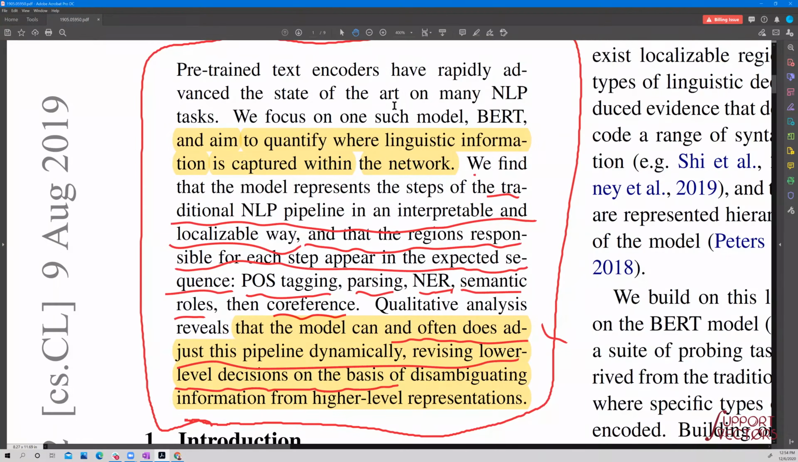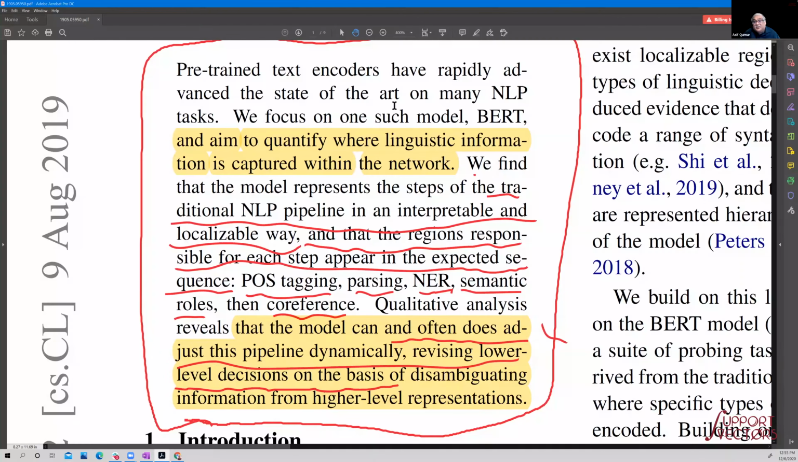All right, I'll reread this because some of you were having a hard time reading it. This abstract is worth going over again. Pre-trained text encoders, think transformers, especially BERT, have rapidly advanced the state of the art on many NLP tasks. We focus on one such model, BERT, and aim to quantify where linguistic information is captured within the framework. So you're asking, can we go and look and specifically tell where is the linguistic information? For example, where is the part of speech tagging information stored? Which layer? Which of the attention layers, and where is this named entity recognition happening?